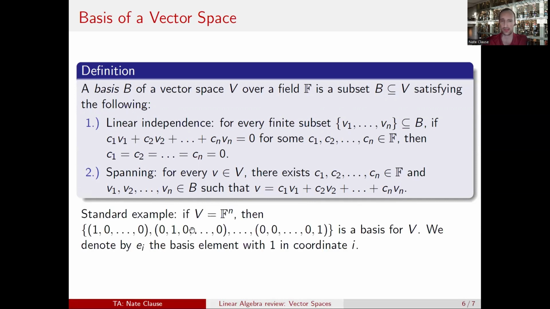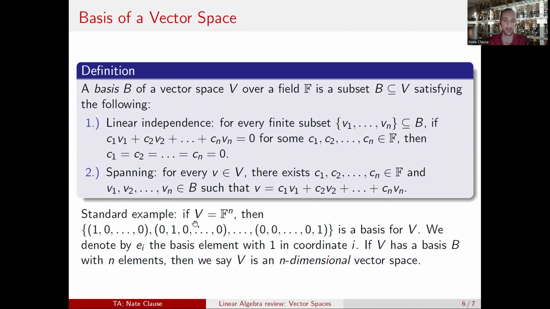Standard example: if V is F to the n, then the following is a basis for V, where each vector has 1 in a single coordinate and 0 in all other coordinates. And we denote by e sub i the basis element with 1 in precisely coordinate i. So this would be e1, e2, so on and so forth, and this last vector would be e sub n. If V has a basis B with n elements, where n is some finite number, then we say that V is an n-dimensional vector space.